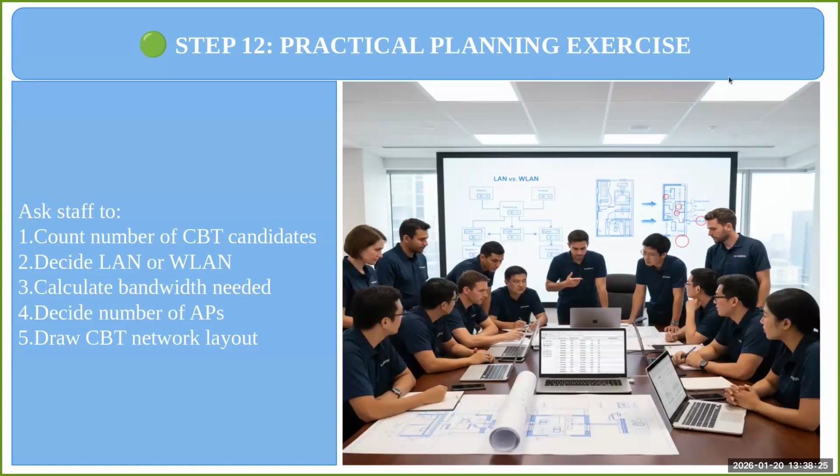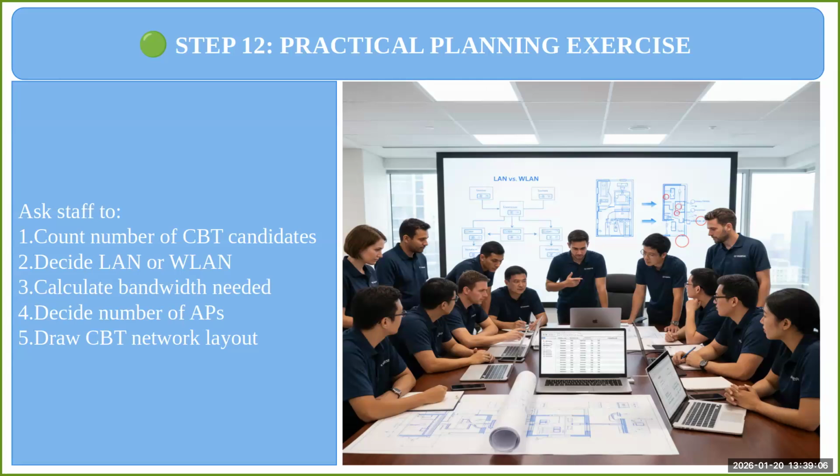Practical planning exercise. What you are to do: count the number of CBT candidates, that means your student population. Decide LAN or WLAN. Take note, in our lab we can have LAN, but in the classes it's going to be WLAN. Calculate the bandwidth you need. That will determine the number of access points we need. I've said each class should have an access point, so the number of access points will be decided by the number of our classes.